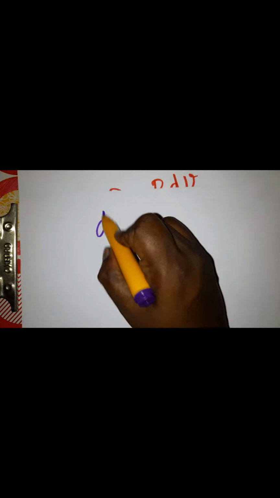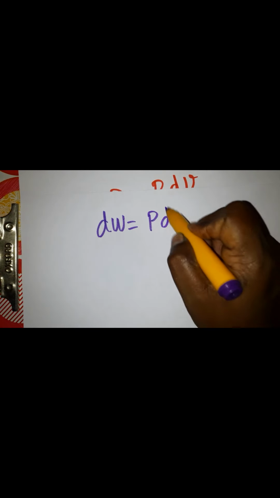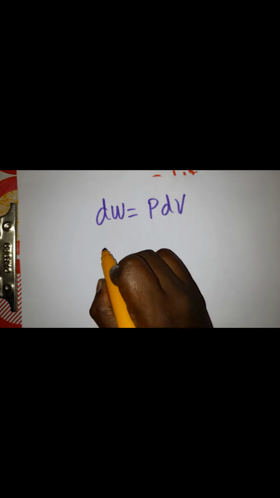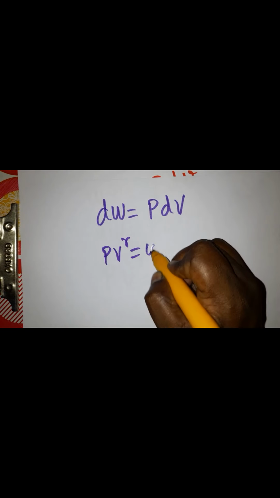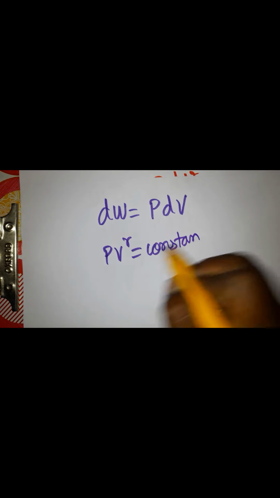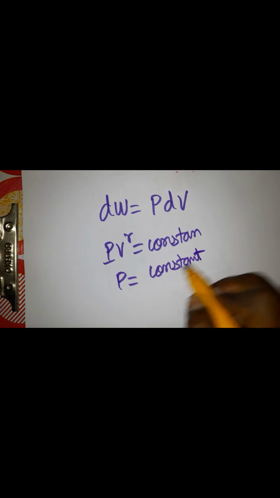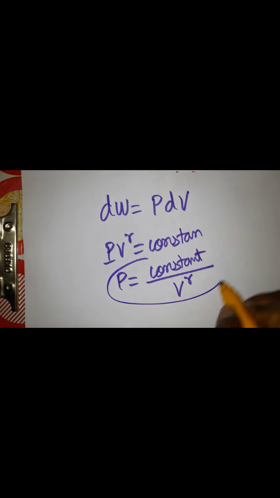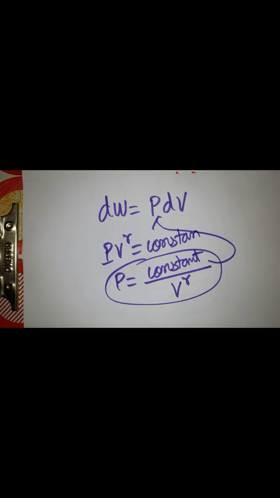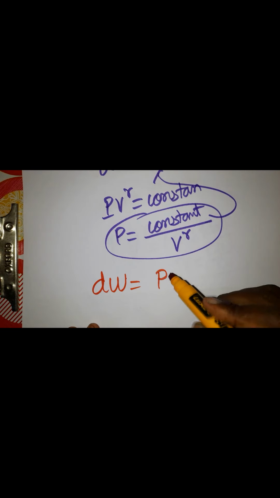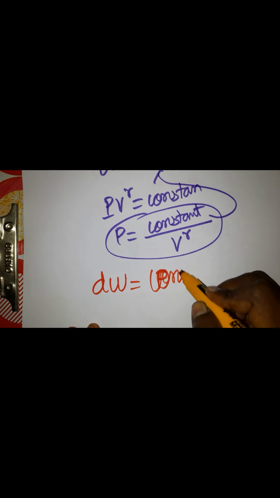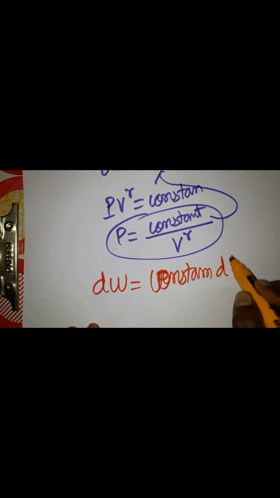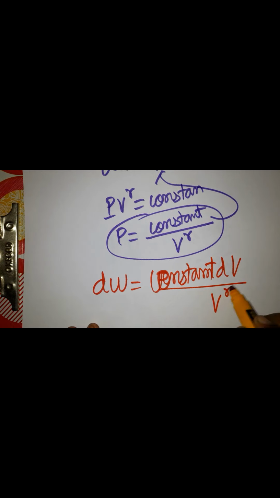Already we have work done is equal to P dV. Now I have PV^gamma is equal to constant. Now what is pressure? Pressure is equal to constant divided by V^gamma. I am going to substitute this into the above equation. If you substitute that, we finally get work done is equal to, instead of P, I wrote constant, dV divided by V^gamma.